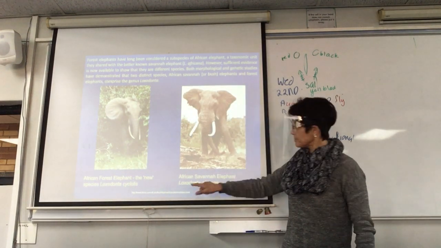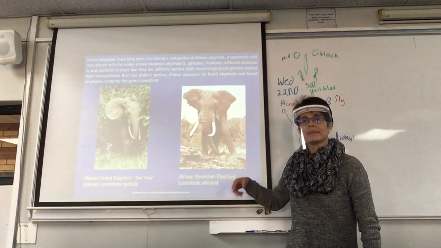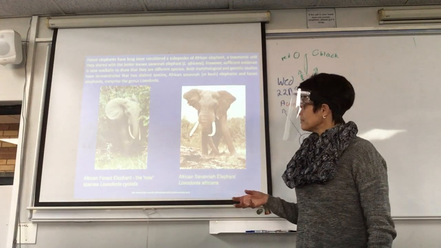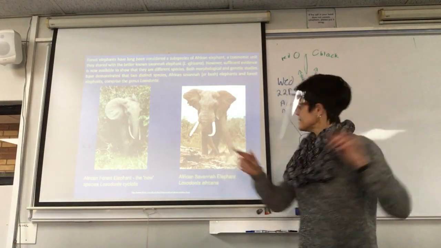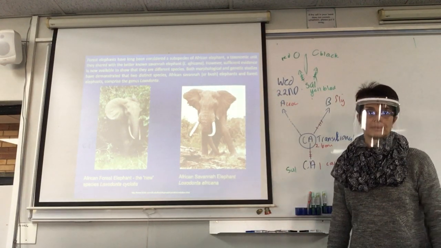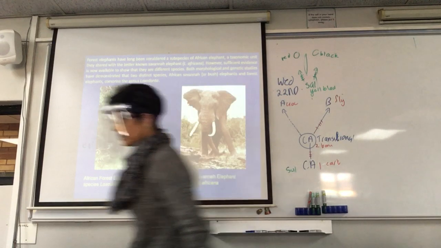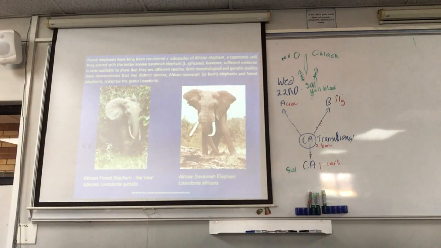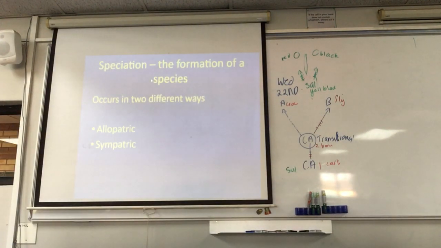So they were one species, Loxodonta africana, but now they've seen that there's enough evidence that they are totally different species. There's been enough microevolutionary change that they're now totally different species. Okay. So that's an African example. They like to give examples from here. Right, these are the words.